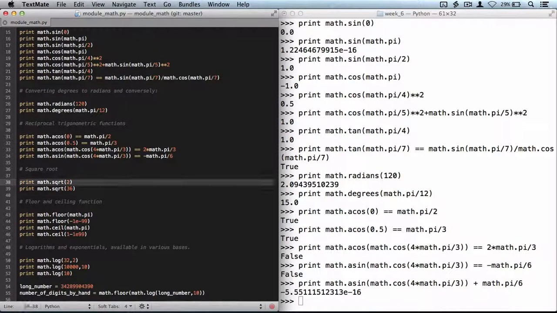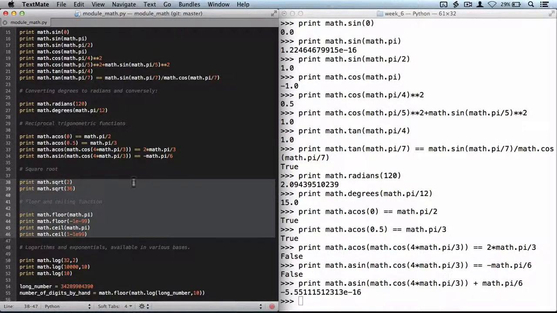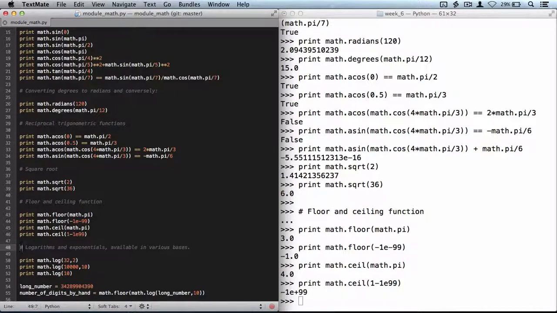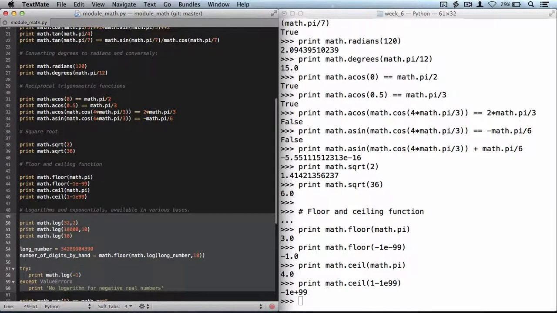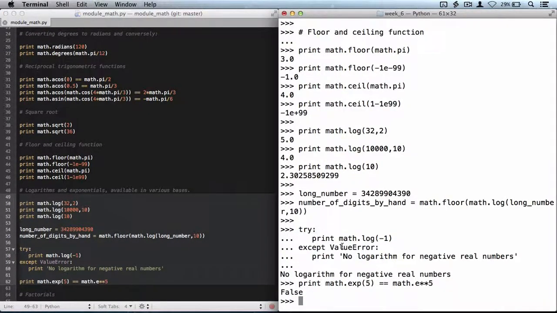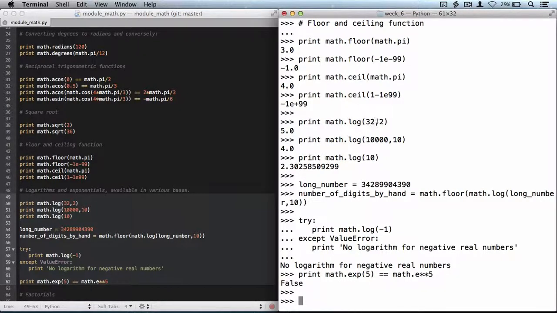I can compute square roots. I can compute floors and ceilings as well. So you see all the different ways here you can do things. You can also do exponentials and logarithms. So I have here some different tests I can do. So compute the logarithm in a certain base. Logarithm of 32 in base 2, I get 5. 10,000 in base 10, the log of 10, the natural log, of course.